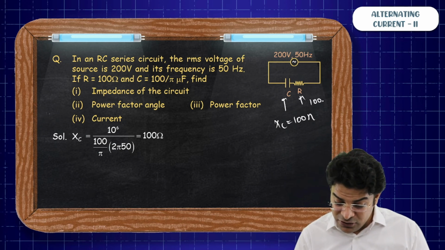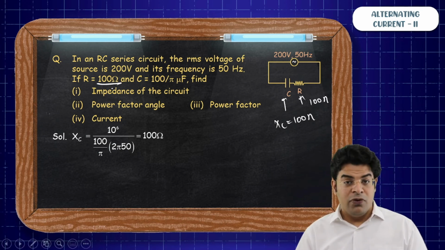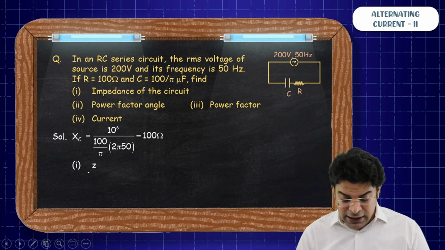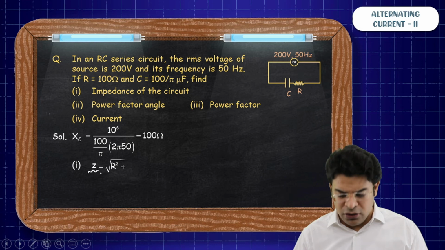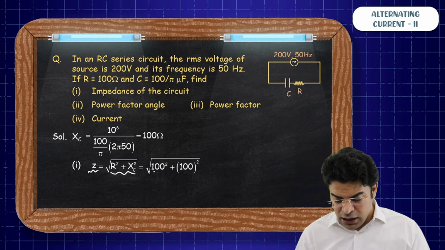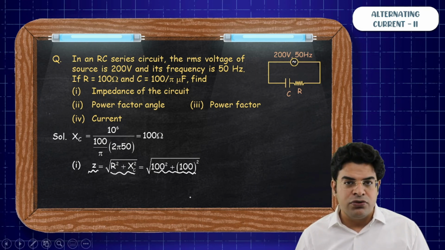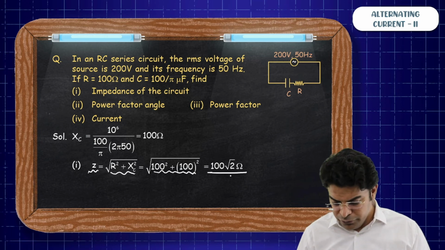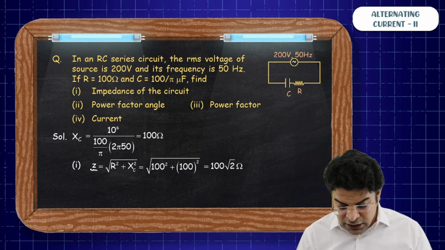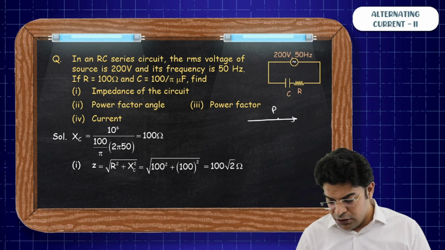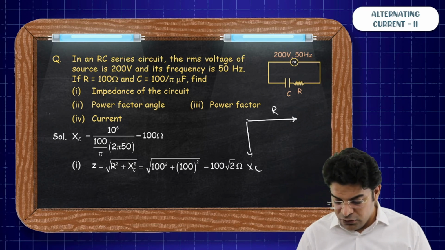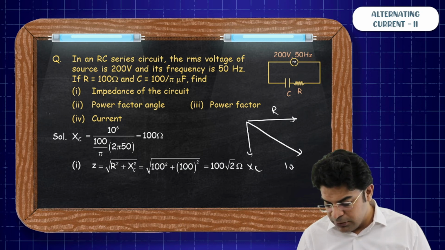Resistance is also given as 100 ohm. So the impedance of the circuit, which is under root of R square plus X square, will be under root of 100 square plus 100 square. Under root of 100 square plus 100 square gives you 100 root 2. Once you know R, you know XC, you know that the impedance comes out to be 100 root 2.